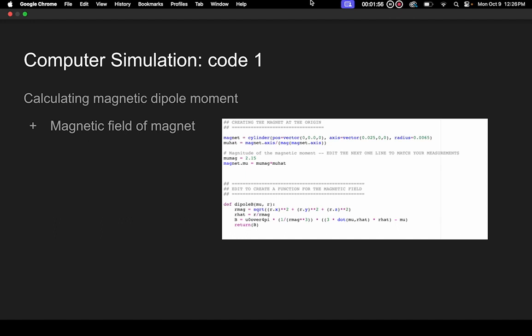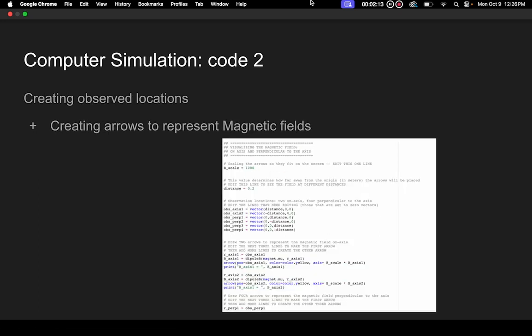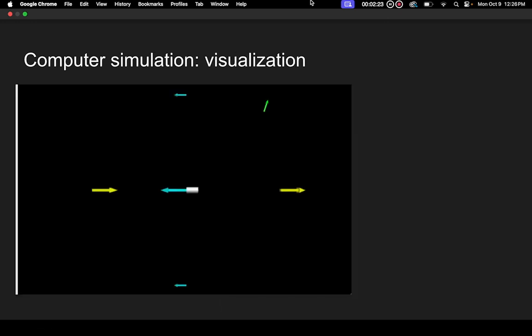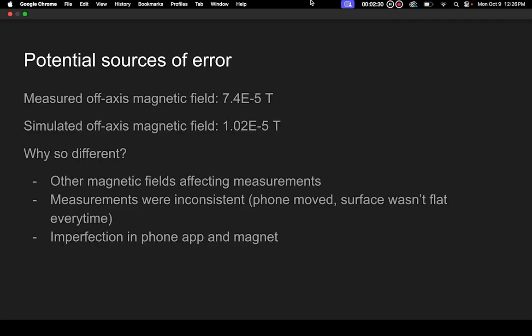And then after the lab, we created a computer simulation through GlowScript coding. This code calculates the magnetic dipole moment as well as the magnetic field of the magnet. This code creates the observed locations, and also creates the arrows to represent the magnetic fields. After, you would get this visualization to show kind of what's going on. And then these are results.